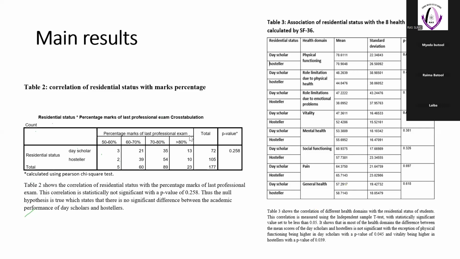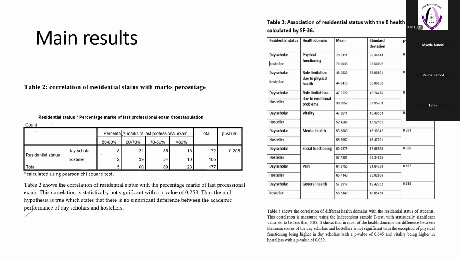Here, as you see, the residential status, day scholar and hostel, are given over here. And then the marks percentages of last professional exam are given over here. And then the chi-square test was applied, and there's this p-value. Remember, chi-square test is always applied when both of your variables are qualitative variables. Now this, of course, is a qualitative variable, whereas this was supposed to be a quantitative variable.